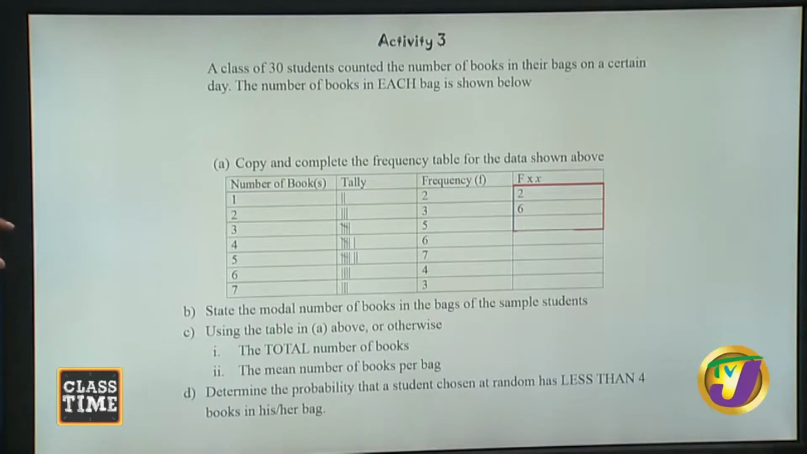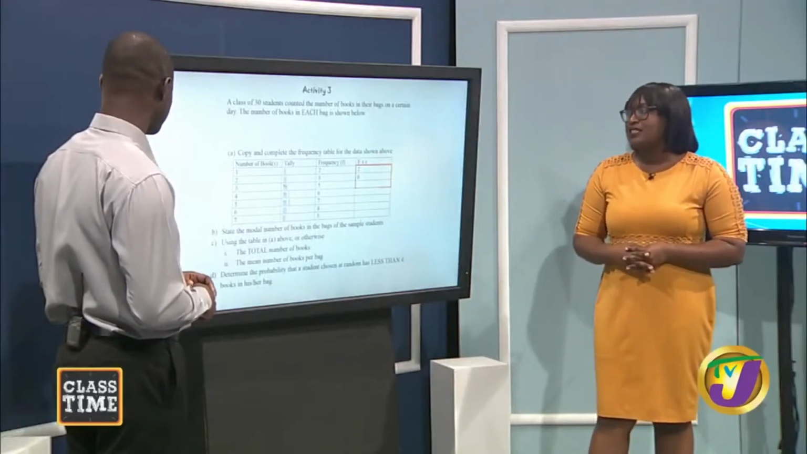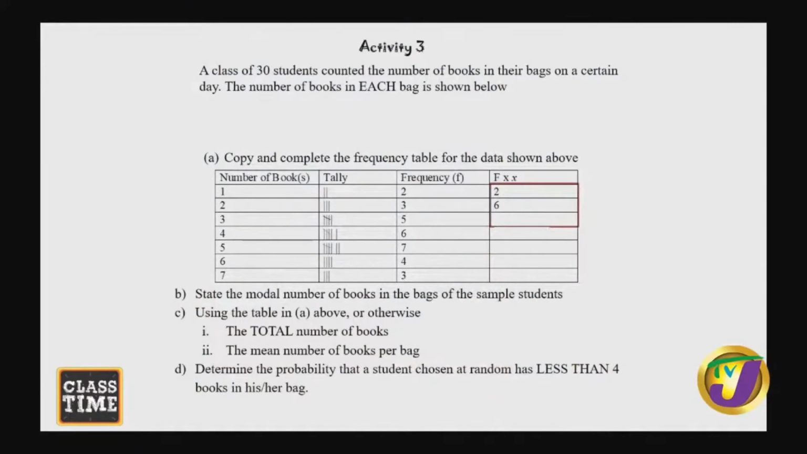Because that's the one that occurred most frequently. We had 7 people having 5 books in their bags. Okay. Using the table above, they also asked us to calculate the total number of books. Right. So the total number of books.